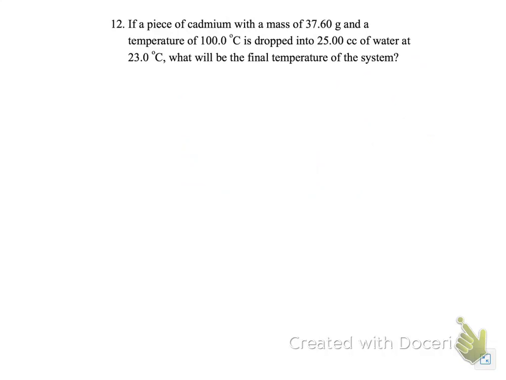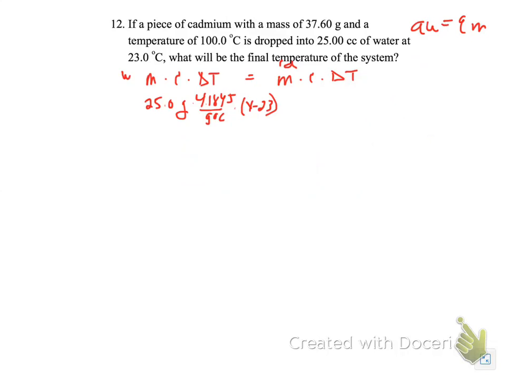Number 12 is a problem that is similar to what we had in number 10, where we're trying to find the common final temperature. We take a piece of metal and put it into some water. So again, I'm going to assume that the Q of the water is equal to the Q of the metal. For the water, I'm going to use MC change in T and set that equal to MC change in T for the cadmium. I put in what I know, for the water, and I do the same thing for the cadmium. I had to look up the C for the cadmium, but it's on your little sheet.